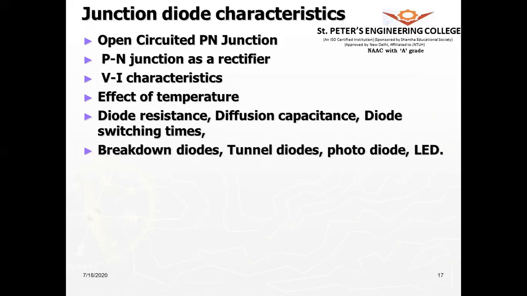So in this video, we had seen the open circuited PN junction, and how you can use a PN junction as a rectifier. We looked into the VI characteristics, and we saw how it is dependent on temperature. We looked into some of the concepts such as diffusion capacitance and diode switching times. We also looked into different types of diodes.